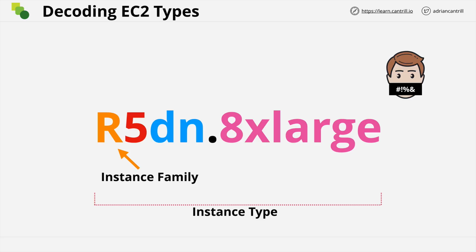The next part is the generation. So the number 5 in this case is the generation. AWS iterate often. So if you see instance type starting with R5 or C4 as two examples, the C or the R, as you now know, is the instance family, and the number is the generation. So the C4, for example, is the 4th generation of the C family of instance. That might be the current generation, but then AWS come along and replace it with the C5, which is generation 5, the 5th generation, which might bring with it better hardware and better price to performance.